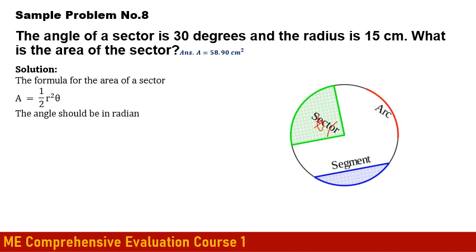The angle should be in radians, so we'll first convert 30 degrees to radians by multiplying it by pi over 180. Then we substitute it into the formula 1/2 r squared theta to get the area, 58.90 square centimeters.